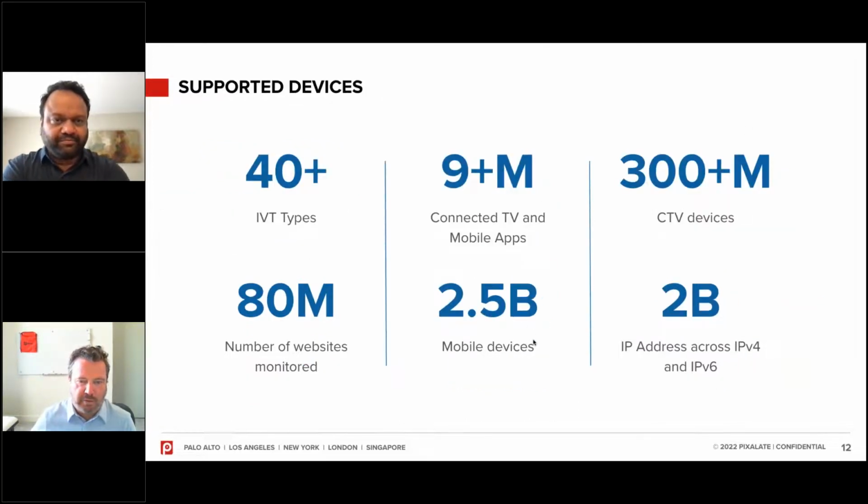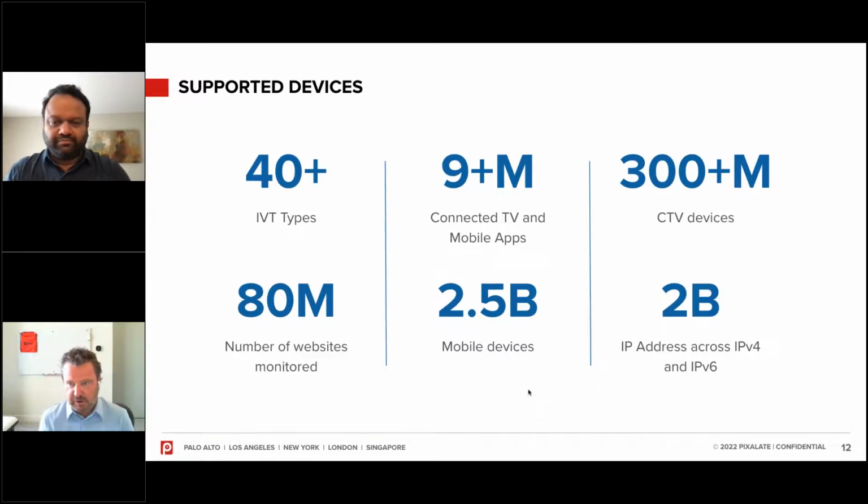So what's important is to look at what we support in terms of devices. We look at over 40 IVT types that we described a few slides back. We also see 9+ million connected TV and mobile apps. There's about 60,000 connected TV apps between the two stores. There's roughly 5 million active apps and about 4 million plus that we have tracked that are delisted. So there's a potential for quite a few of those delisted to be there.